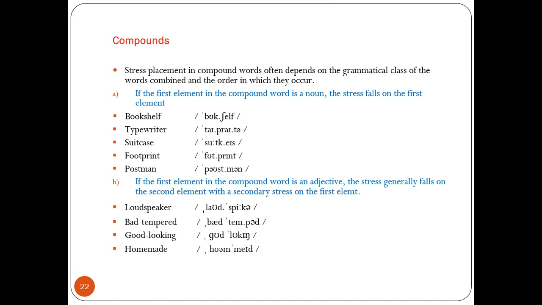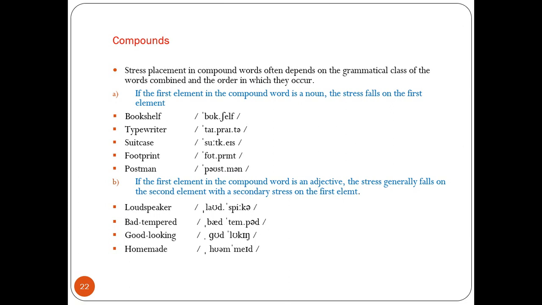For example, look at the first category. We have book and shelf. Book is a noun, shelf is also a noun. So this compound has two nouns, noun plus noun. Likewise, type plus writer, noun plus noun. Suit is also a noun, case is also a noun. Foot is a noun, print is a noun. Post is a noun, man is a noun. So we have all of these examples made of a combination of two nouns.